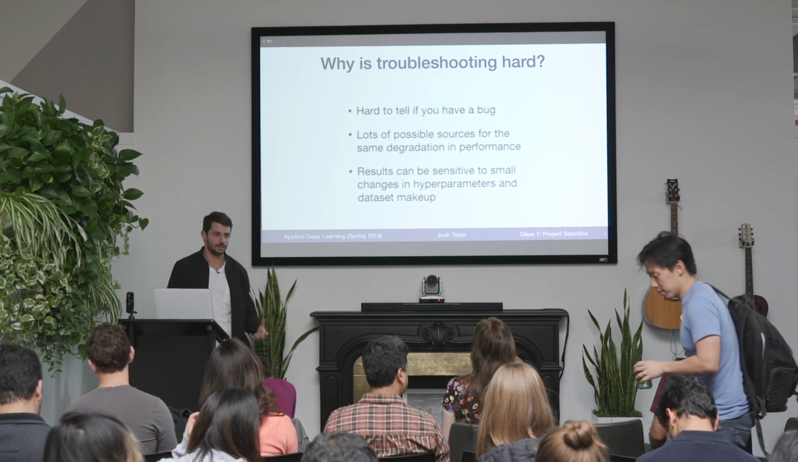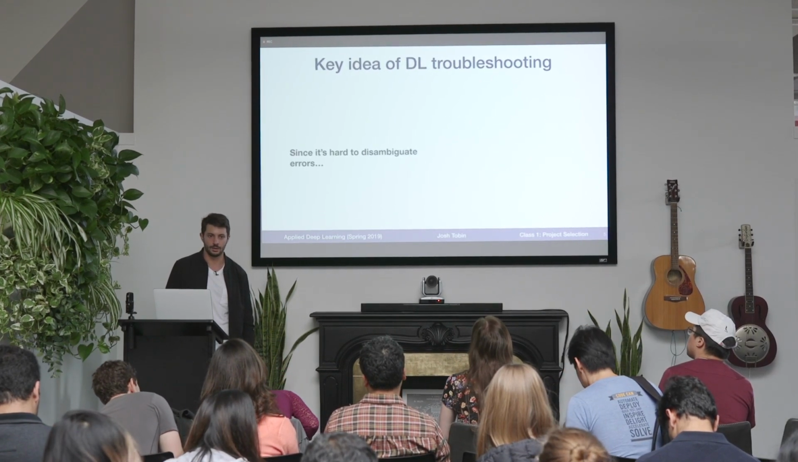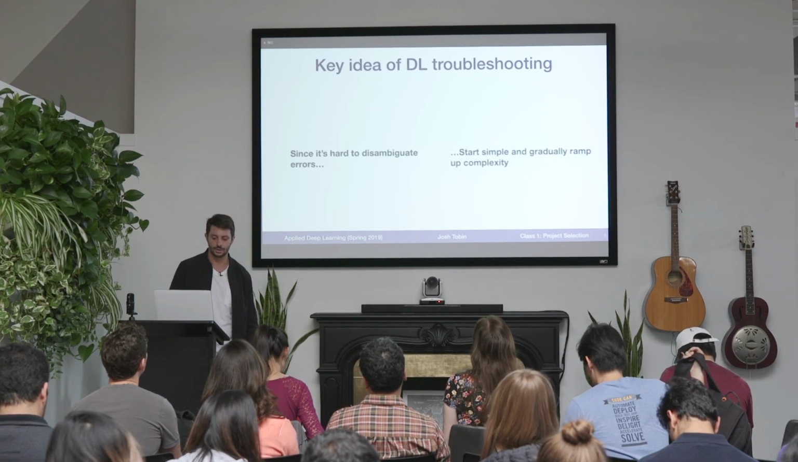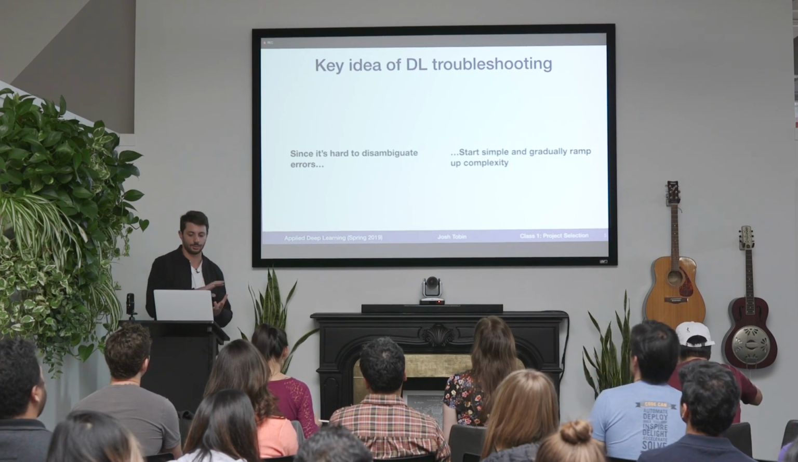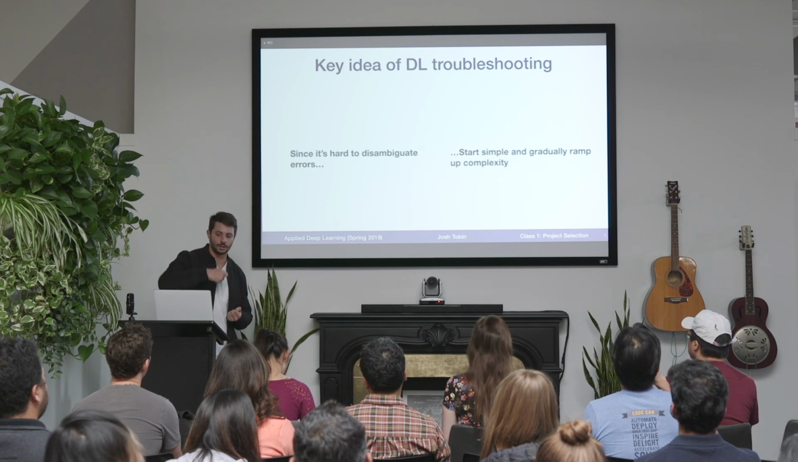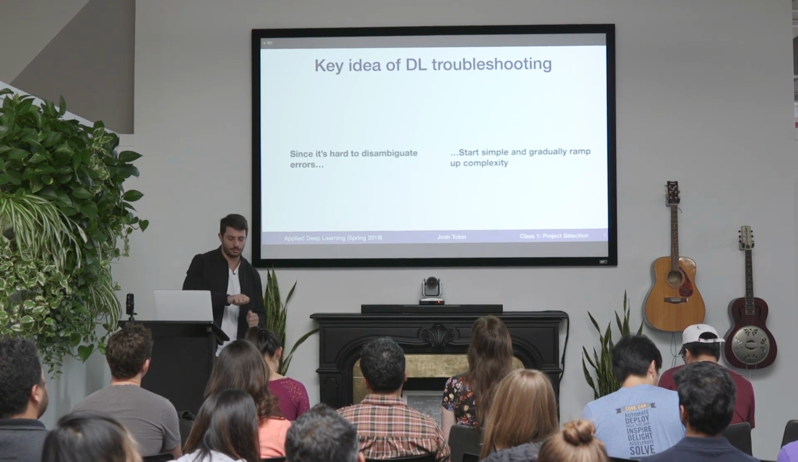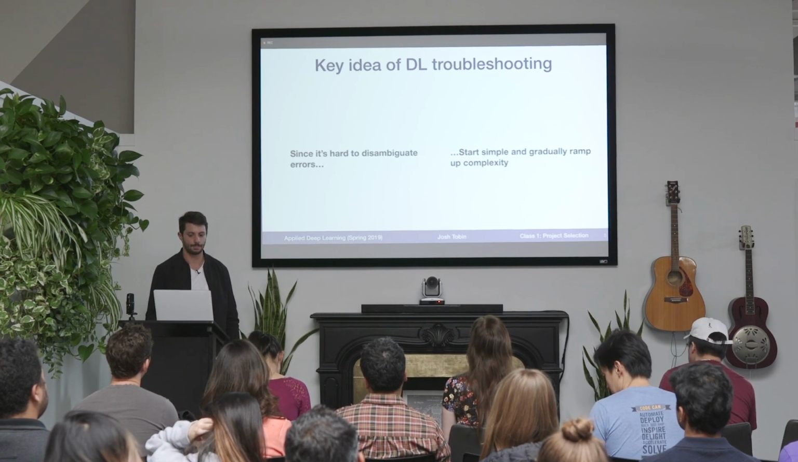And so because there are many different sources of the same error, the key idea that I tried to get across was that you should start as simple as possible. So start with the simplest possible version of your model and your data, and then gradually layer on complexity, one layer at a time, so that you can rule out the sources of error as early as possible in your process.